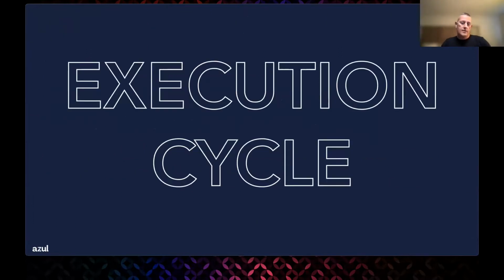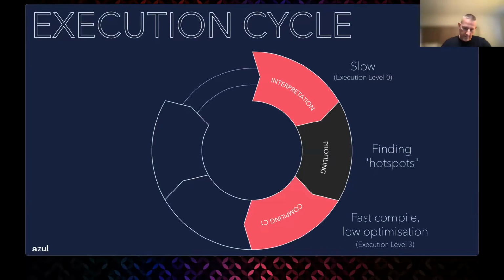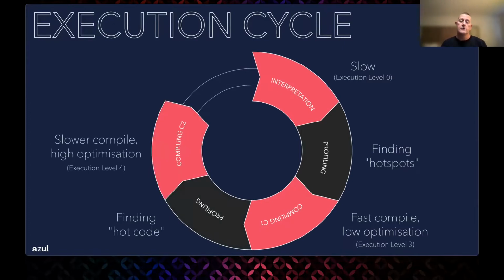And that leads me to the execution cycle, which is in principle the same that I told you before. So we start with the interpretation, which is slow, execution level 0. And then there's the profiling phase, finding hotspots. And this is also the reason for the name of the HotSpot compiler. And then once we have the code that needs to be compiled, we put it into the C1 compiler, which is fast compile, low optimization, level 3. And then another profiling phase to find the hot code from the C1, and then it will get into the C2 compiler, which is high optimization and takes a little bit longer to compile.